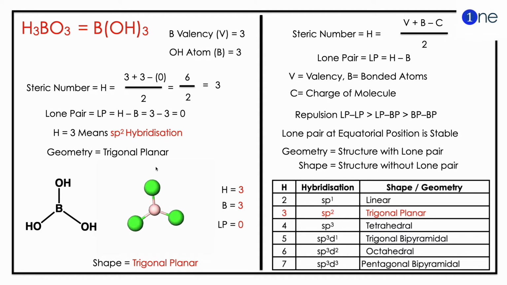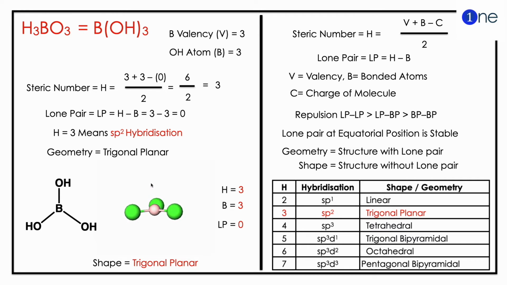To find the hybridization, you should know the steric number, which is H equals (V plus B minus C) whole divided by 2. Here V represents valency; the boron valency is 3 and OH groups are 3. So (3 plus 3 minus 0) whole divided by 2 gives 3. And to find the lone pair, you have to find H minus B. So H is 3, lone pair is 0. H equals 3 means sp2 hybridization, which is trigonal planar.